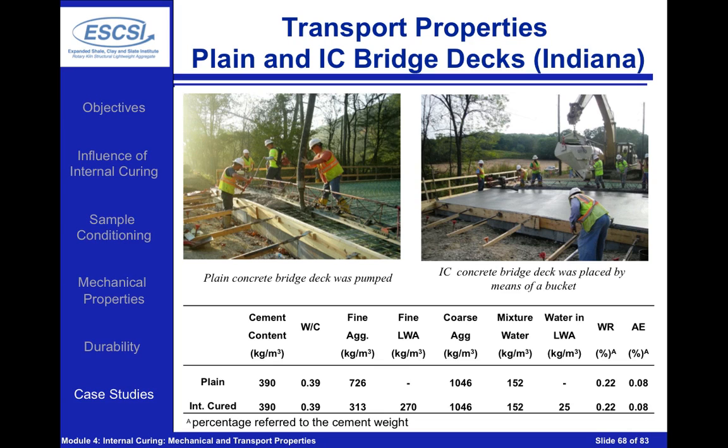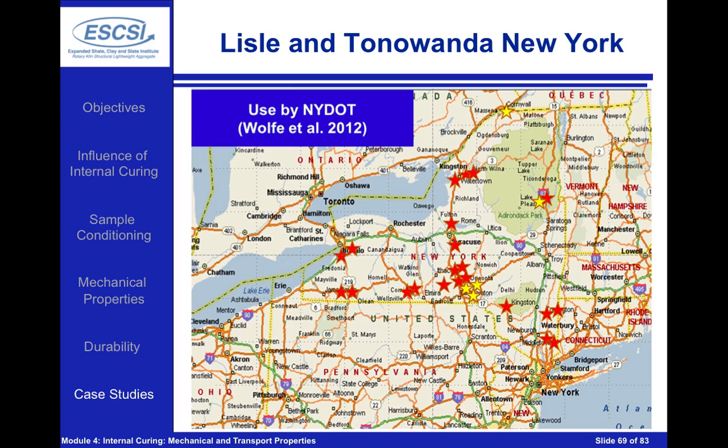Here we can see some of the details on the mixture proportions. This happens to be the Bloomington project. Here we can see the water to cement ratio for a typical Class C bridge deck concrete in Indiana, and you can see the only difference is really replacing a portion of the fine aggregate with fine lightweight aggregate, and in replacing that we're also going to get water in that fine lightweight aggregate that's going to be our internal curing water. Everything else was exactly the same. It placed the same. There were no issues or any concerns related to placement.